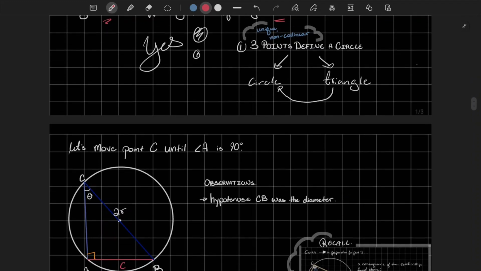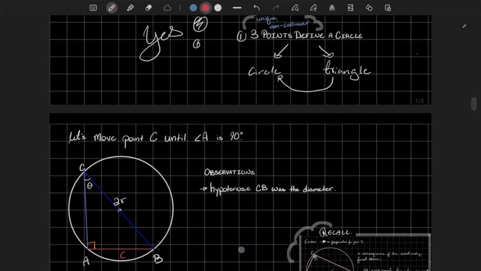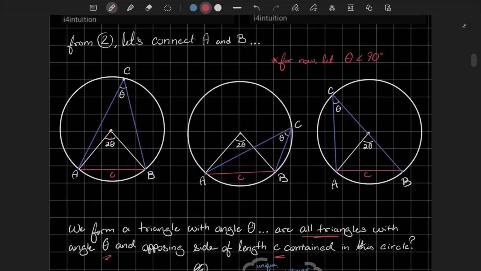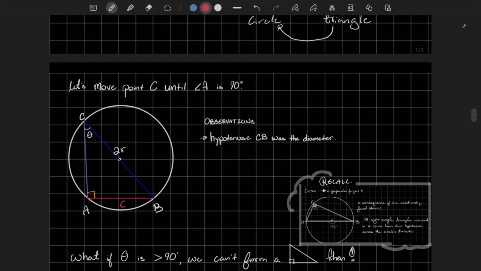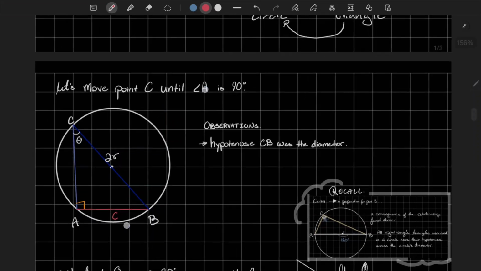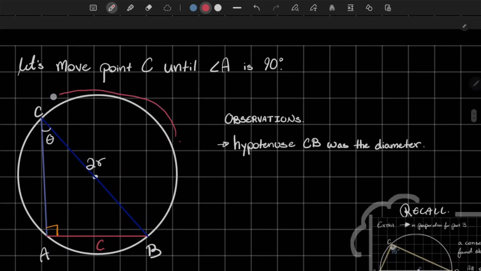So how about we just toggle that triangle a bit? Let's move point C until angle A is 90 degrees. And just before we proceed, let's just let theta for now be less than 90 degrees. So we can form a 90-degree triangle with angle theta. And because that triangle exists and it has side length C opposing it, it will fit in the same circle. So we're just moving point C along the circumference.